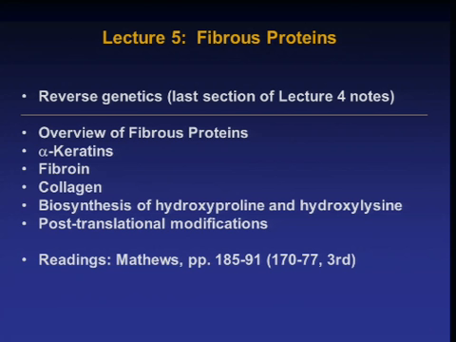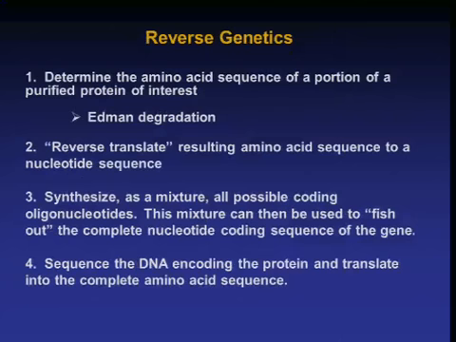The lecture is focused on fibrous proteins, but we're going to back up and finish up what we didn't get to at the end of lecture 4, which is the reverse genetics, and then we'll get into fibrous proteins. So with reverse genetics, where we left off was we're purifying some protein of interest. And in reverse genetics, really what you want to do is you're starting from a protein that you've purified. You're going to get some protein sequence, which is going to give you the gene. Once you have the gene, you can then make other mutations, put them back in the cell, and test the effects.